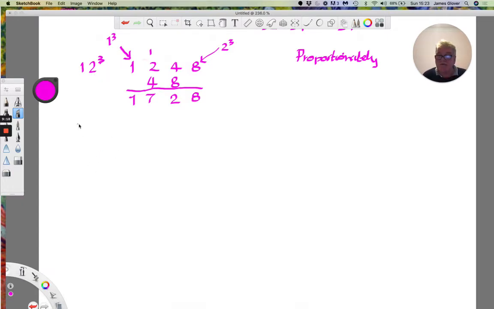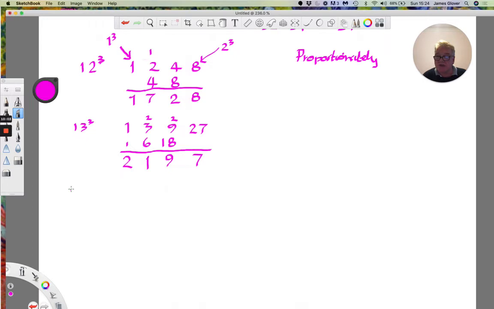Let's look at the next example, which is 13 cubed. Set down the cube of the first digit. The proportion this time is 1 to 3. So we triple 1 to give 3, triple the 3 to give 9, and triple this to give 27. We double the middle 2 numbers, and then sum up for the answer. Here we have 7 with 2 to carry, 29, it's 9 with 2 to carry, 11, and 2, 2197.